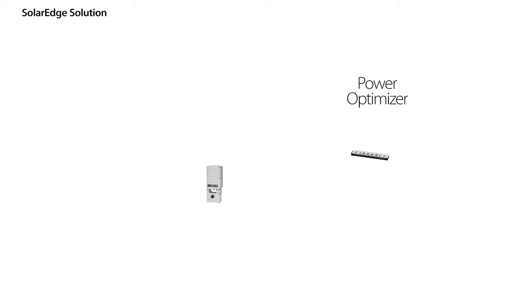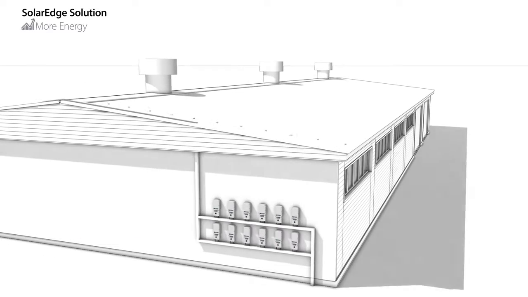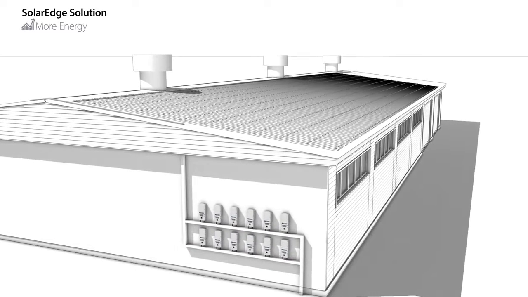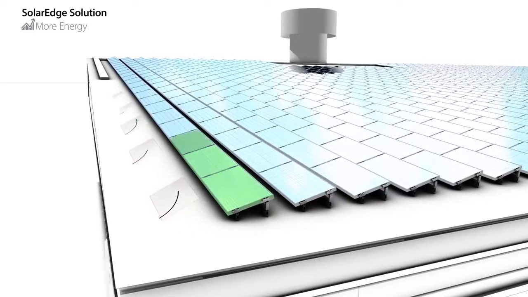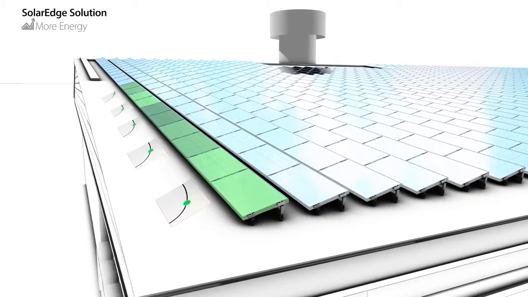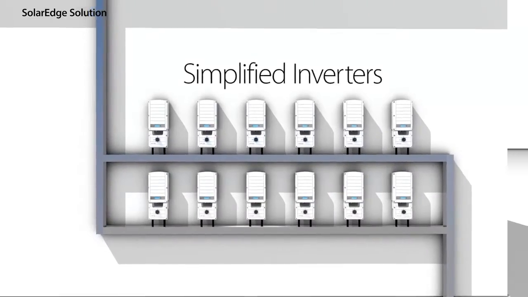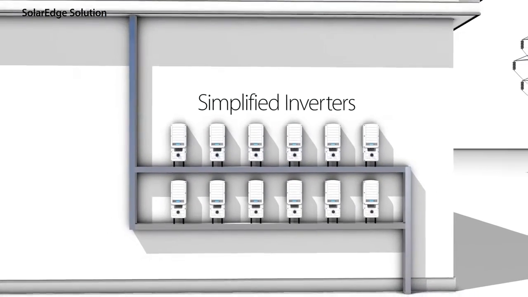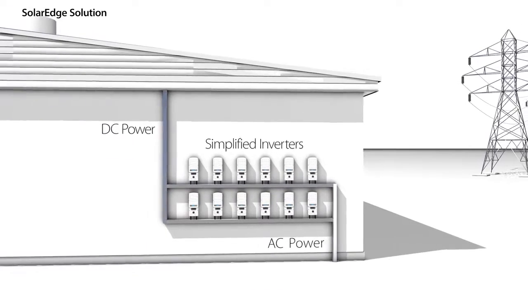The power optimizers are located on the panels, turning them into intelligent panels. These power optimizers maximize system output by providing panel-level tracking and real-time adjustments of current and voltage to the optimal working point of each panel. The simplified inverter is installed similarly to a traditional string inverter, but it is only responsible for DC to AC inversion and grid connection.